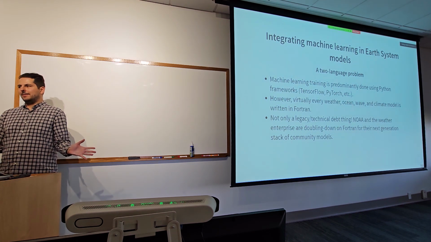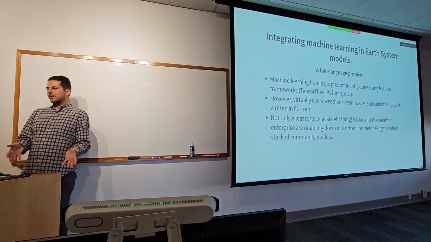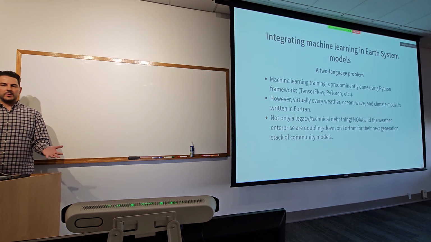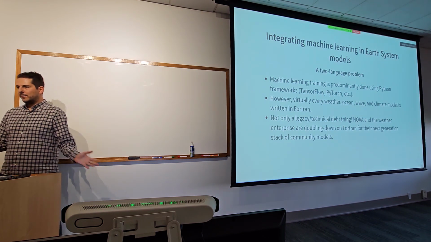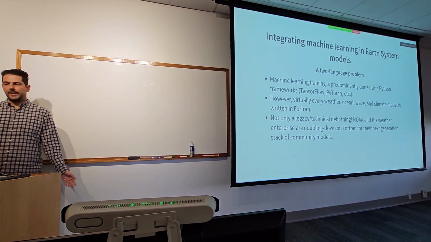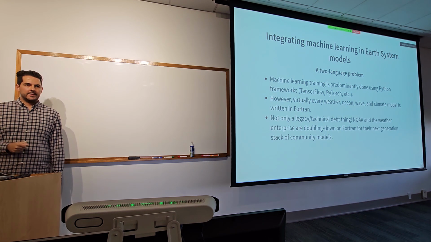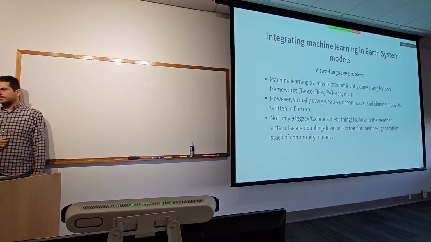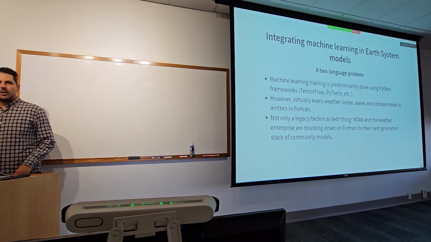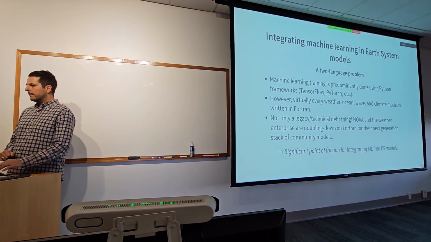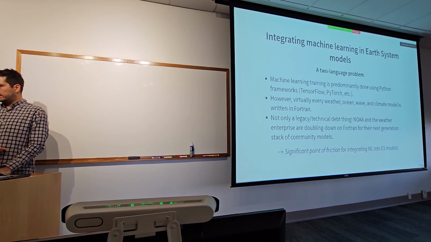So integrating machine learning in Earth system models is challenging. We have a two-language problem in practice. Machine learning training is typically done in Python frameworks. Python frameworks are most mature for this stuff. But virtually every weather, ocean, wave, climate model is written in Fortran. This is not only a historical thing. I just came from a wave meeting, WISE, 2 weeks ago, where NOAA researchers and model developers presented their next generation state-of-the-art community Earth system models. And guess what? They are all in Fortran. So this two-language problem is a point of friction for integrating ML into Earth system models.